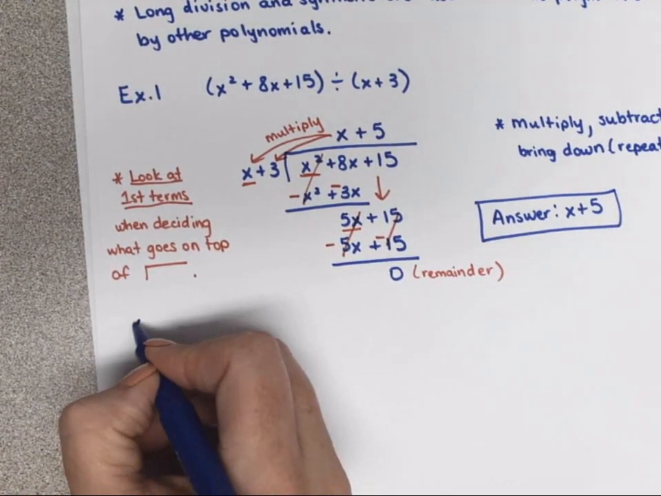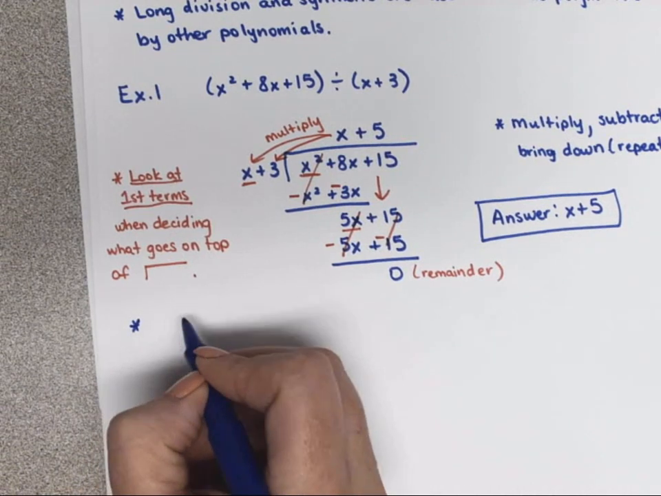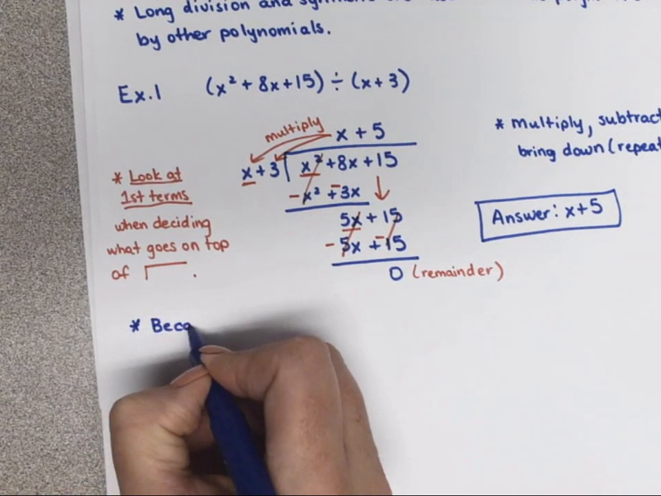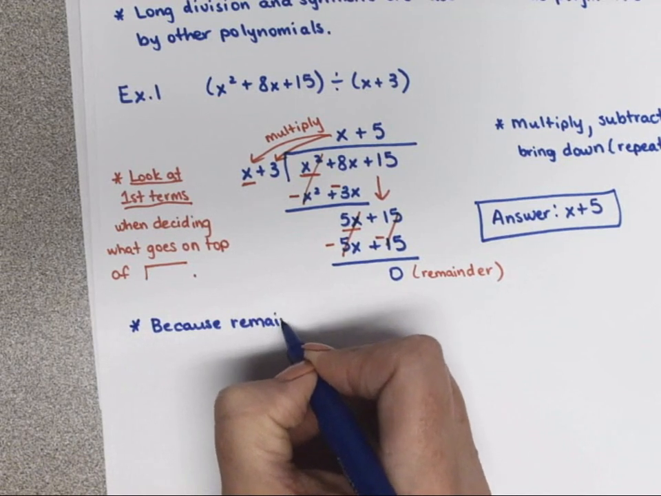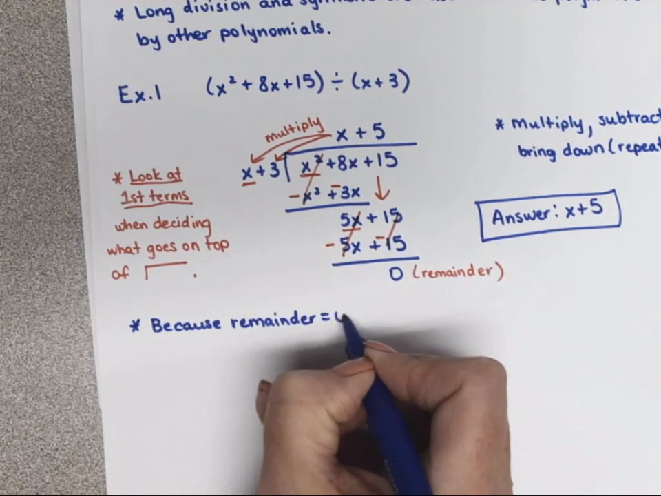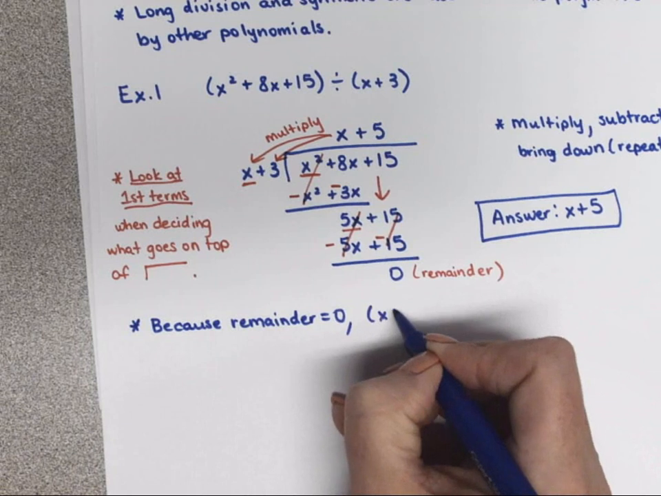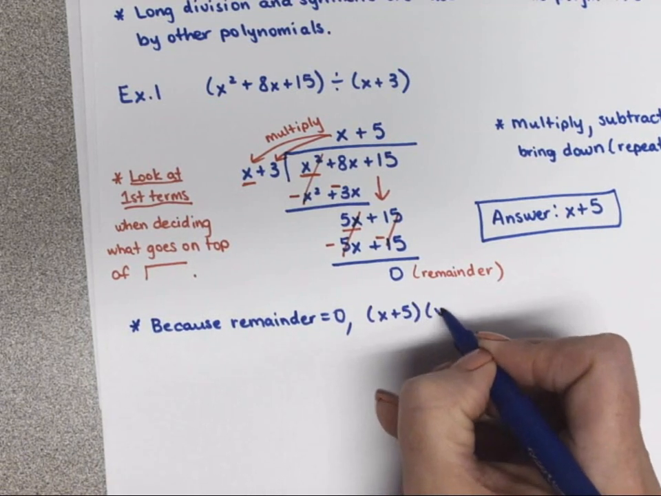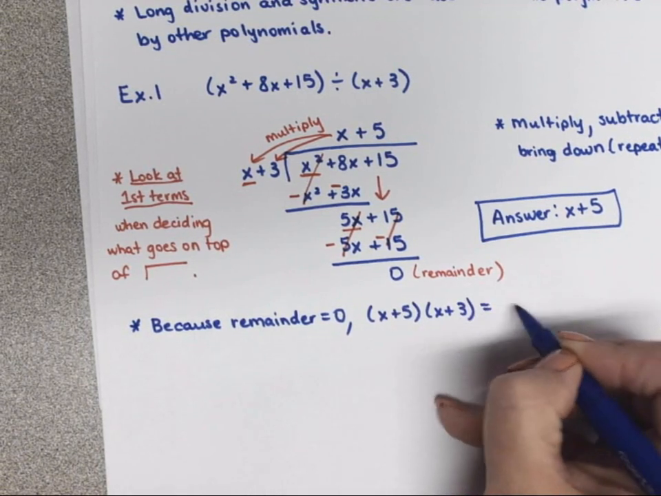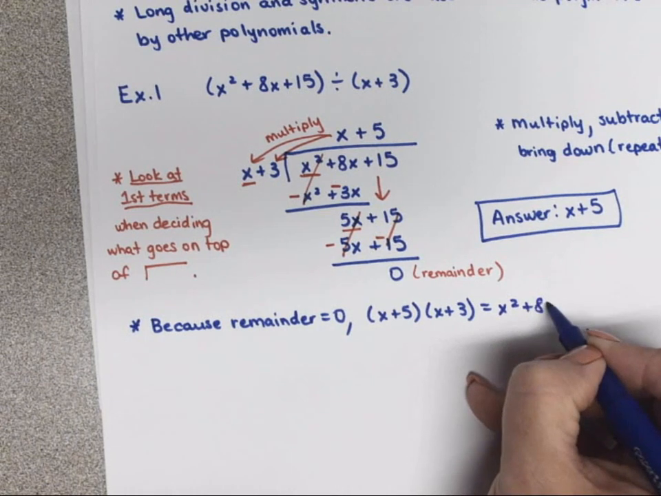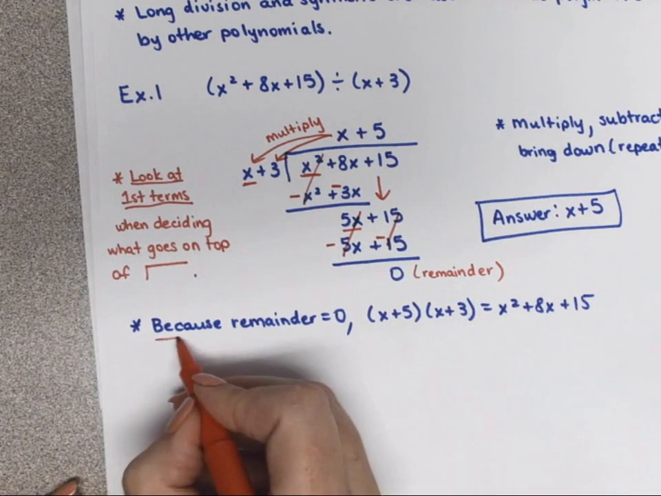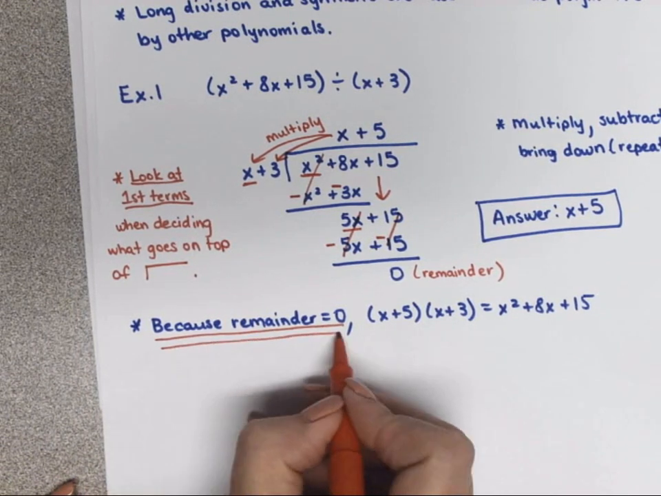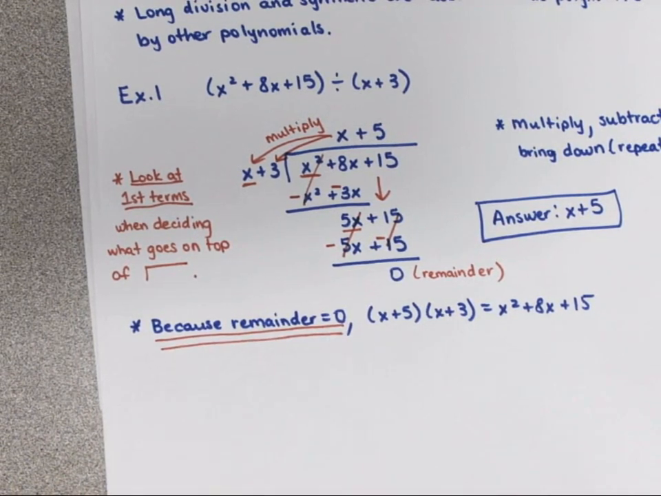Okay, by the way, because we got a remainder of 0, we can actually make a statement here. So because the remainder is 0, only because the remainder is 0, we can say that x plus 5, the answer we got, times what we were dividing by, must have been the same as what we started dividing into. Okay, but this again is only because the remainder was 0. We wouldn't be able to say that, in other words.